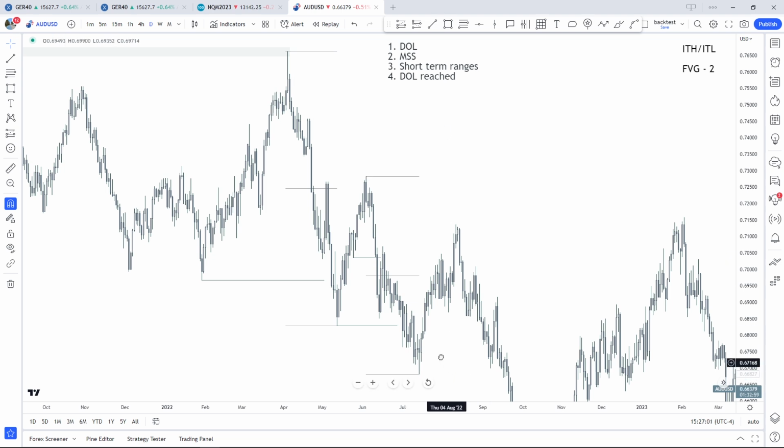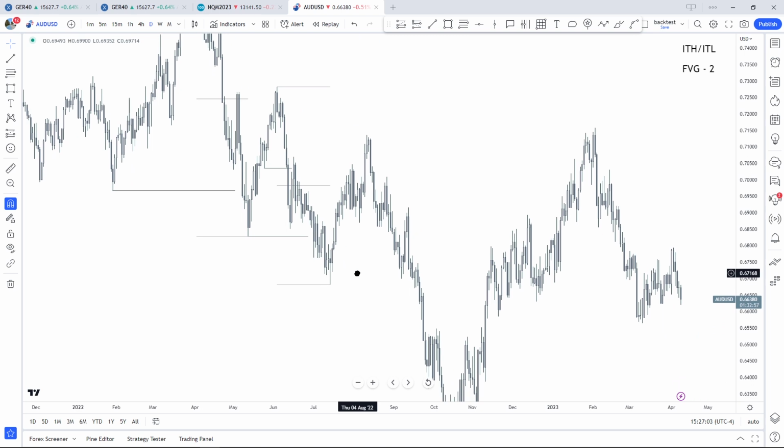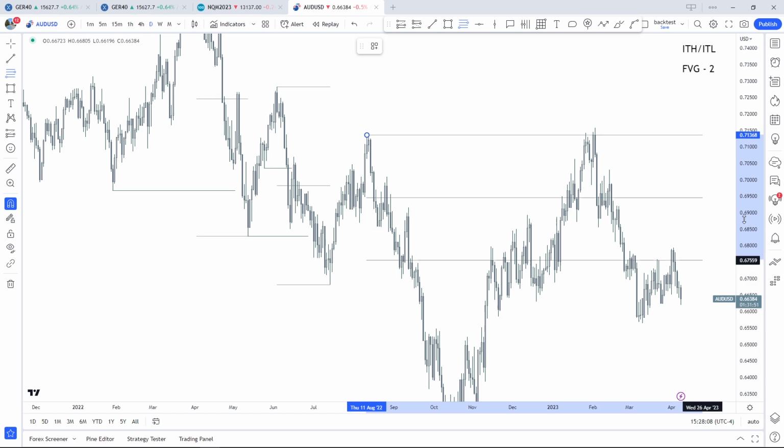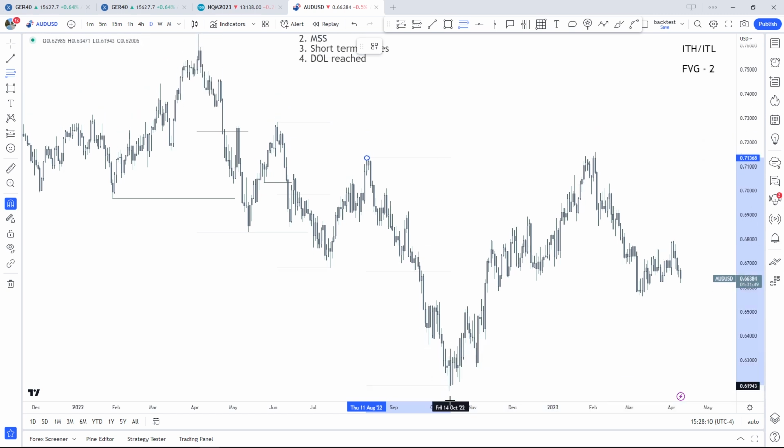So again, let's take a look at this new range right here. What happens right here? We are coming into this fair value gap. We have a new market structure shift. We then create this high, this new intermediate term high. But remember what we talked about, this high that rebalances this fair value gap will likely be protected until we reach the draw on liquidity. Same goes for this high. So once again, we have this new intermediate term range right here.